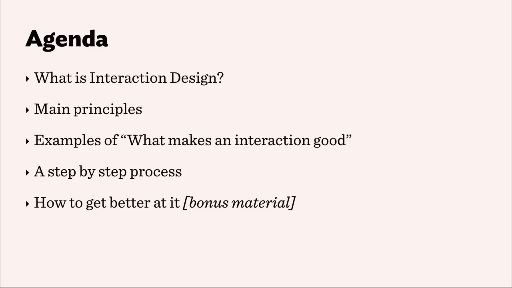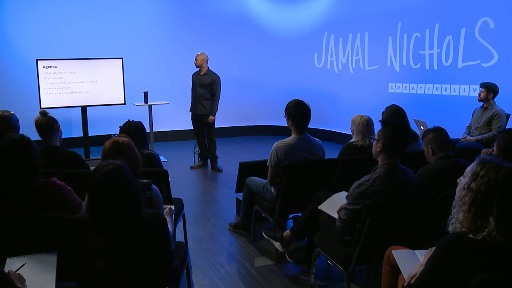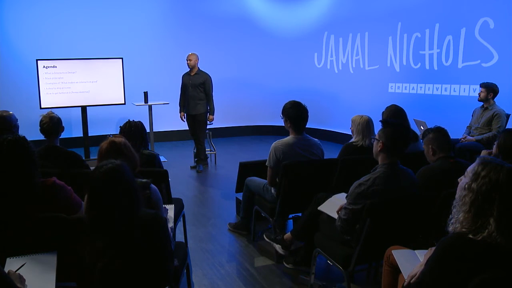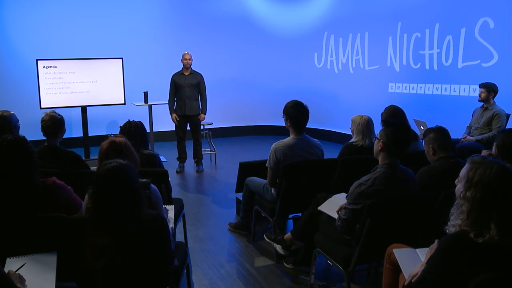So in order to accomplish the objective, first we're going to talk about what interaction design is. We're going to talk about the 5 main principles of interaction design. Then in the second segment, we're going to show some examples of what makes an interaction good. And then in the third segment, we're going to do a step-by-step process. What are the steps that we need to do in order to get to a great end result. And then in the bonus material, we're going to talk about a plan of how to get better at interaction design, because, as I said, we can only cover the basics here.